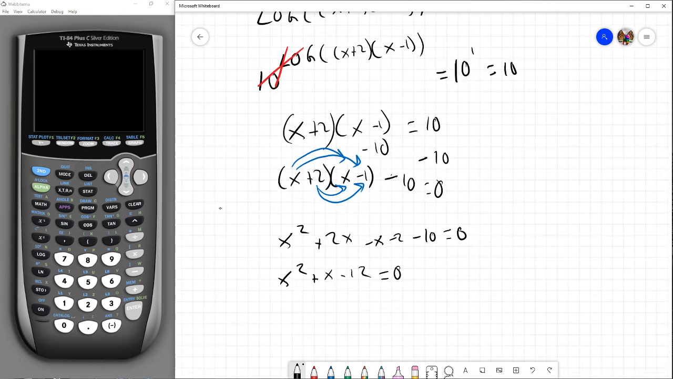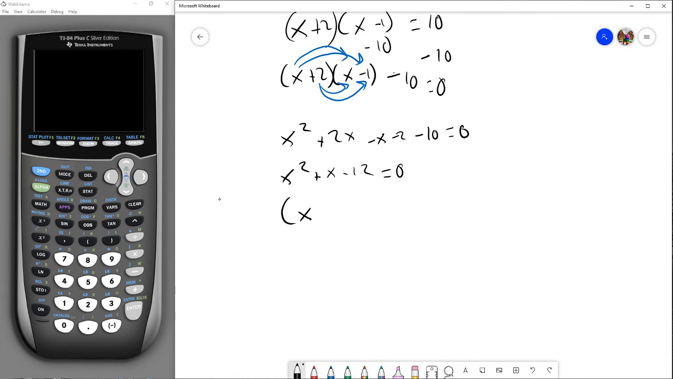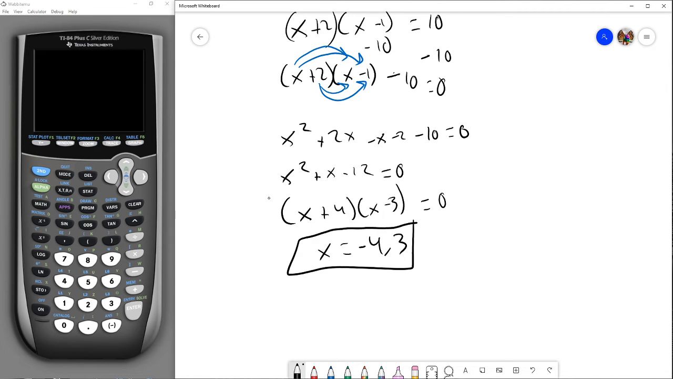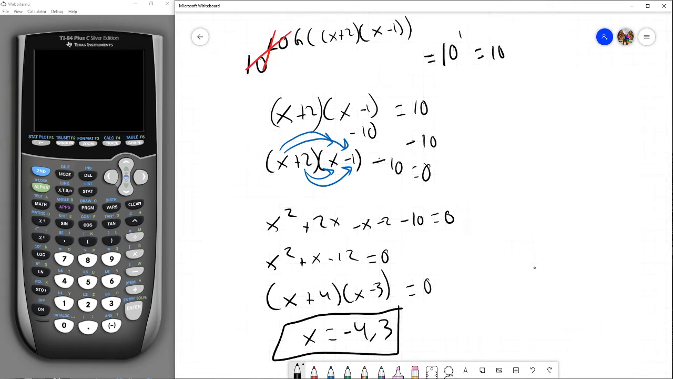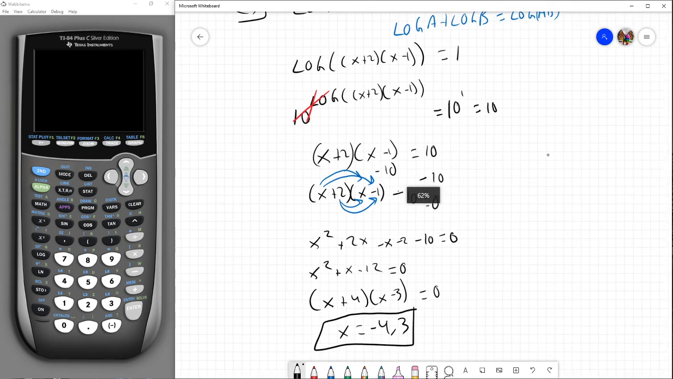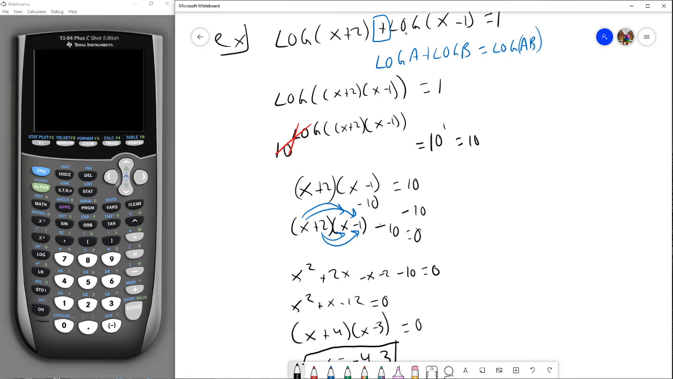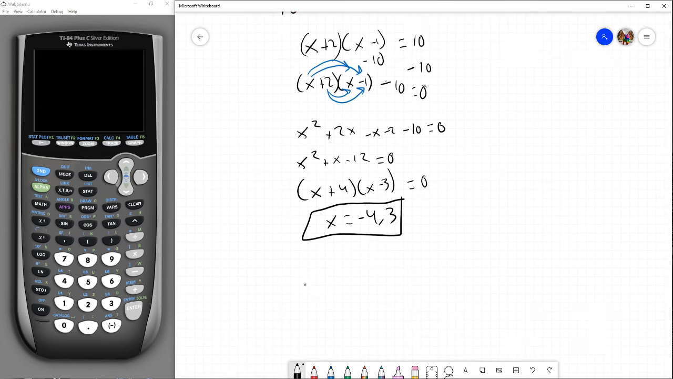We can now factor this as x plus 4, x minus 3 is equal to 0. So x will equal negative 4, comma 3. Alright, that is our answers. So in this case, it started out as a log plus a log, but it turned out that we had really a log with a quadratic inside, which is why we got our two answers here.